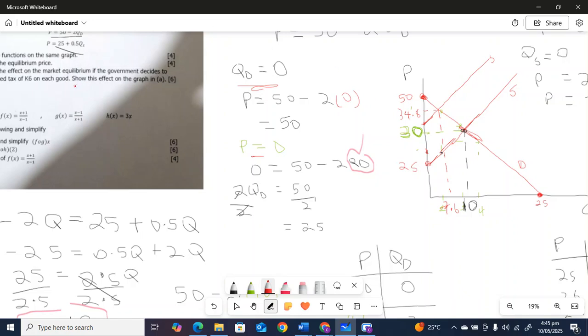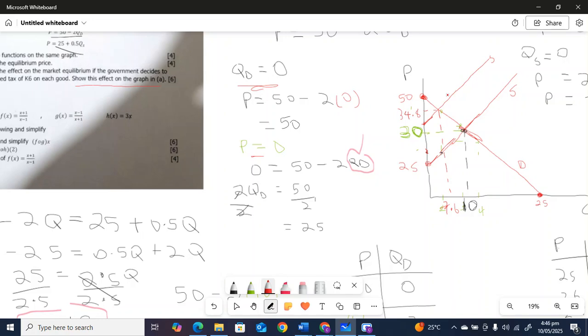So where they're saying show this effect in the graph, this is how your graph is going to look. And you're going to explain that when the tax has been added, it shifts the supply curve to the right. Okay, because with an increase in tax, think of it as the cost of production getting higher. A lot of businesses do not like higher taxes.